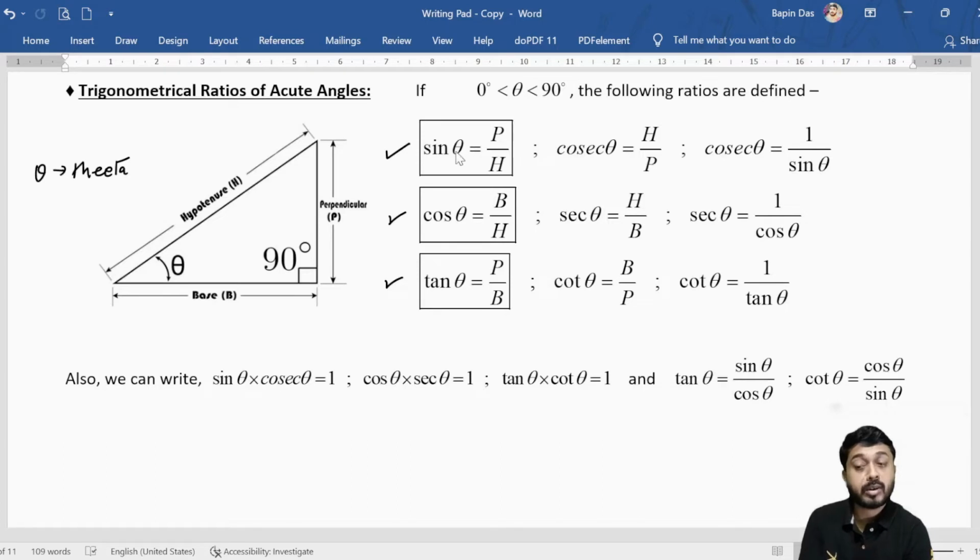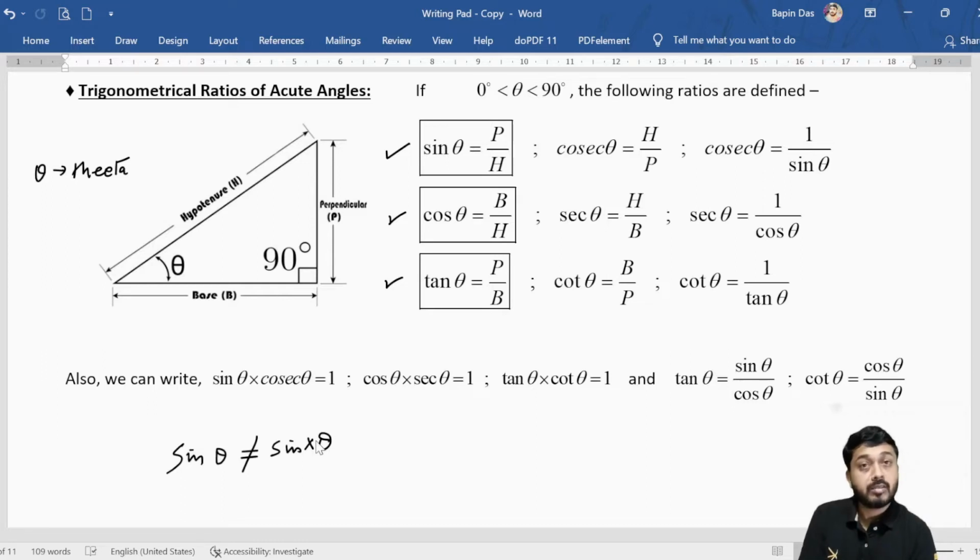A point to be noted here is that sin theta is never equal to sin into theta. Never ever think like that. Sin and theta are not two different things. They are parts and parcels of the same single thing. Sin theta literally means the ratio of perpendicular to hypotenuse of a triangle whose one acute angle is theta.